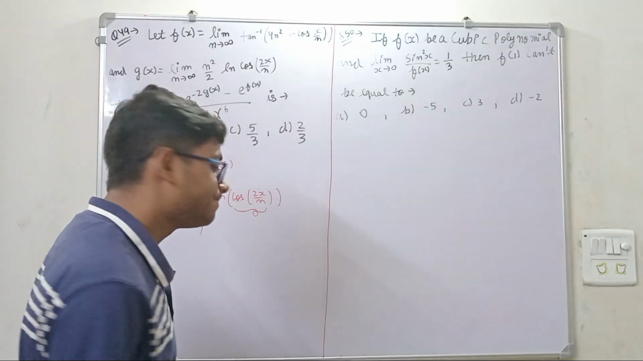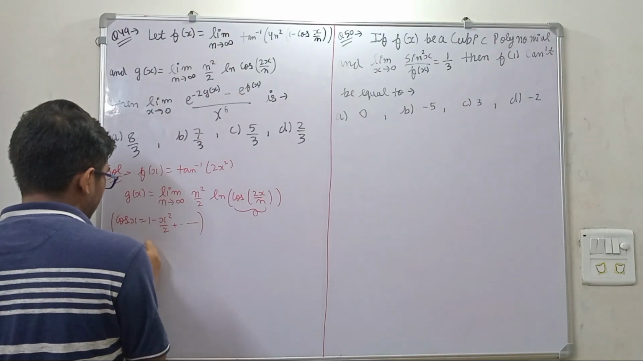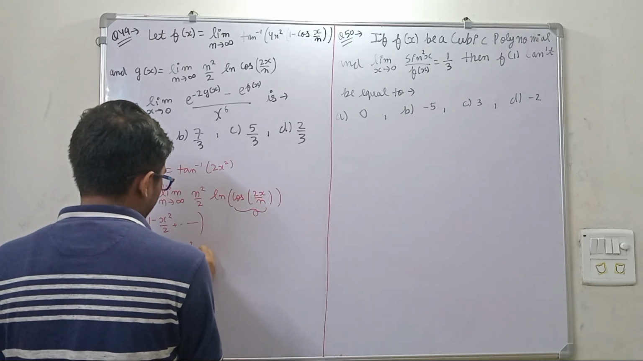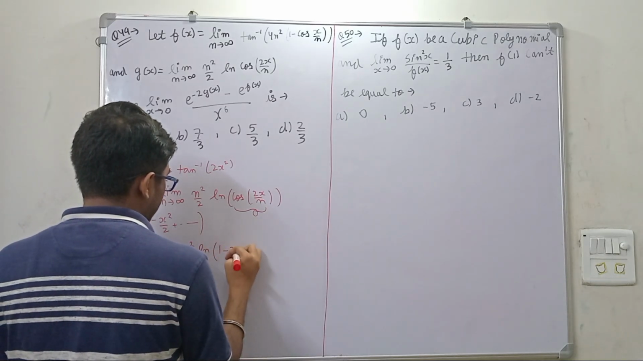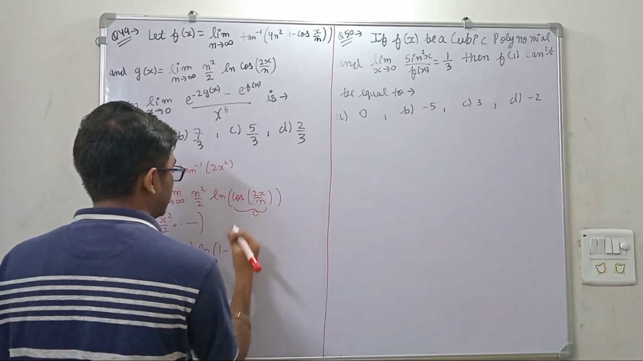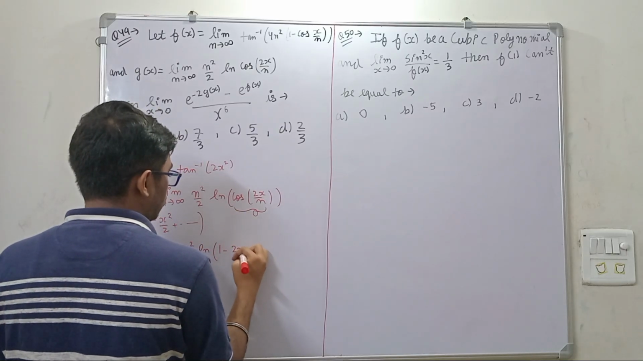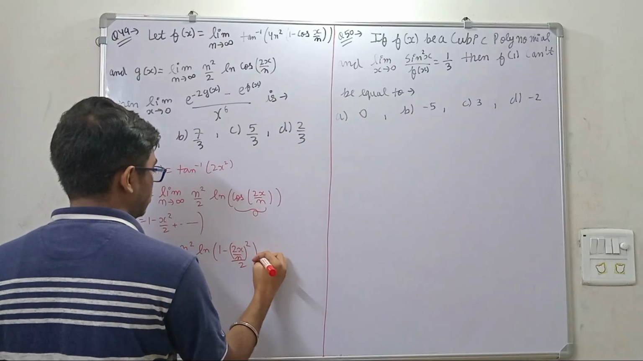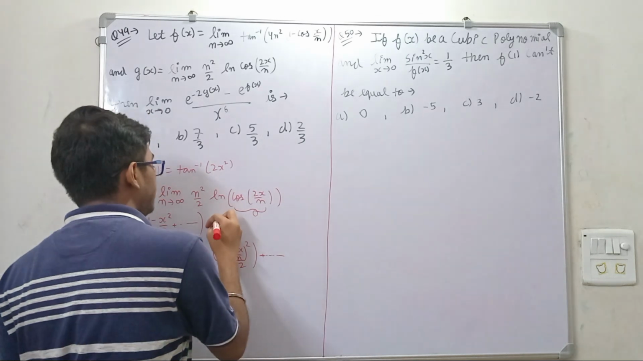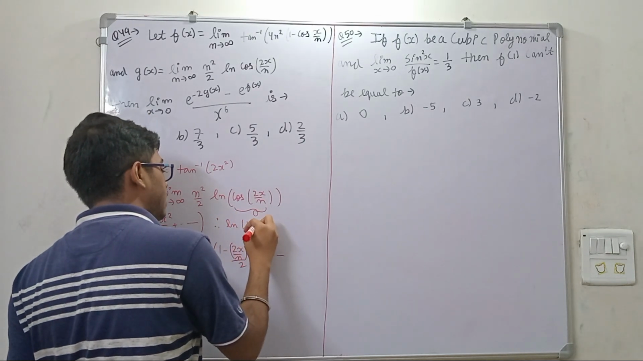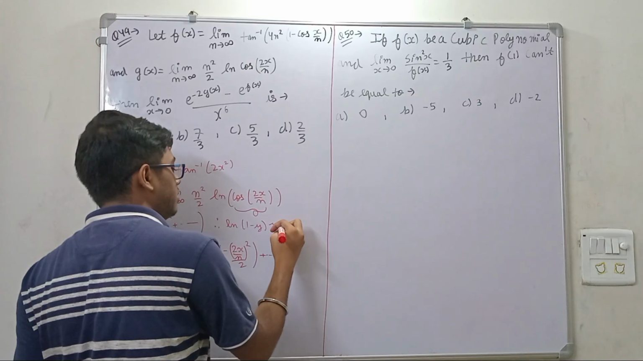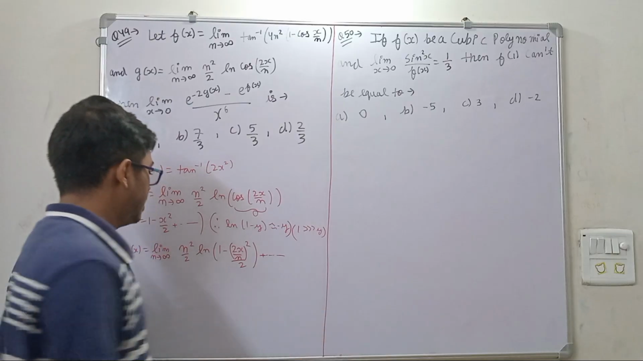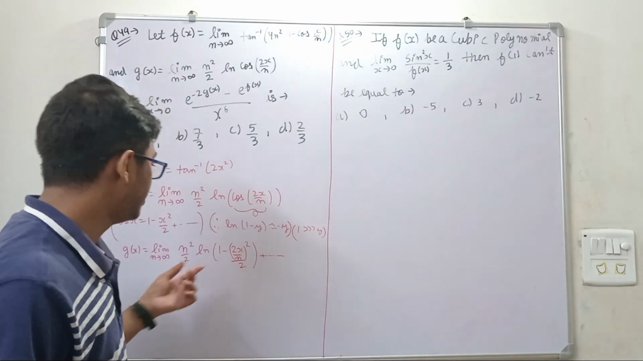So you will apply here, so g(x) will be limit n tends to infinity n square by 2 ln(1 minus x square by 2). Here x square by 2 means (2x/n) square by 2 and so on. And we know one property, that ln(1 minus y) is roughly equal to minus y when 1 is very much greater than y. Here 2x by n is there and n is tending to infinity, so it's a very small quantity.